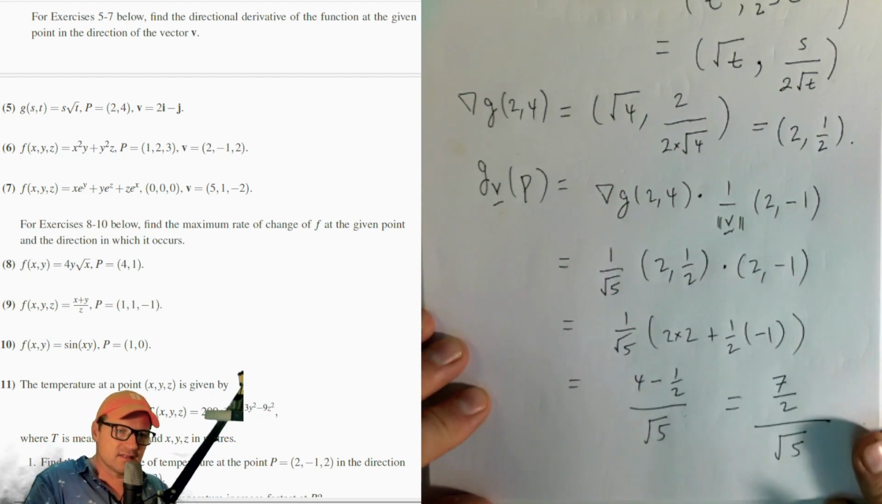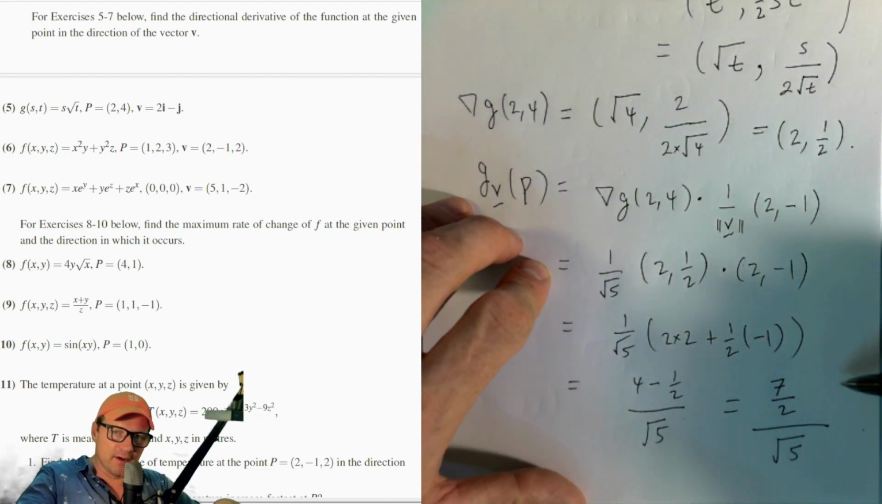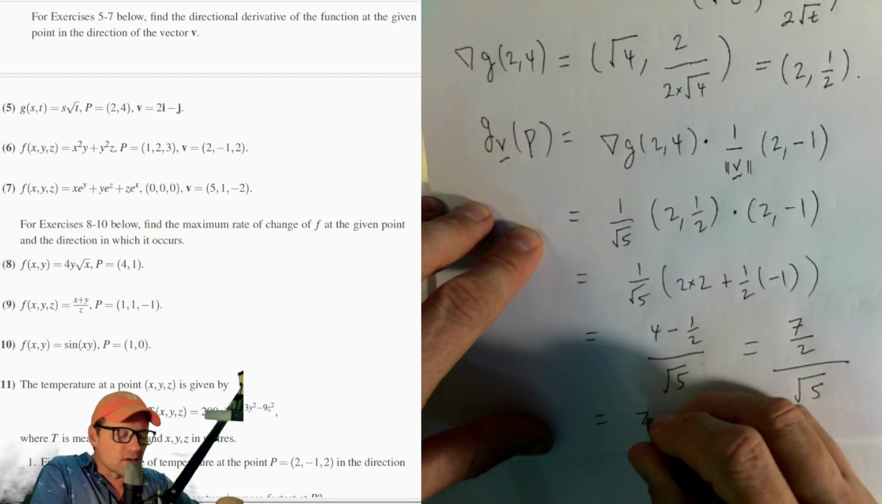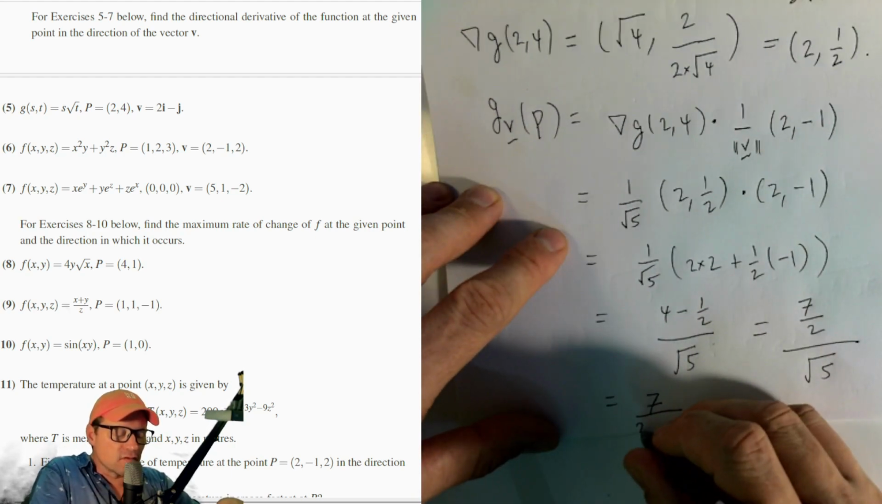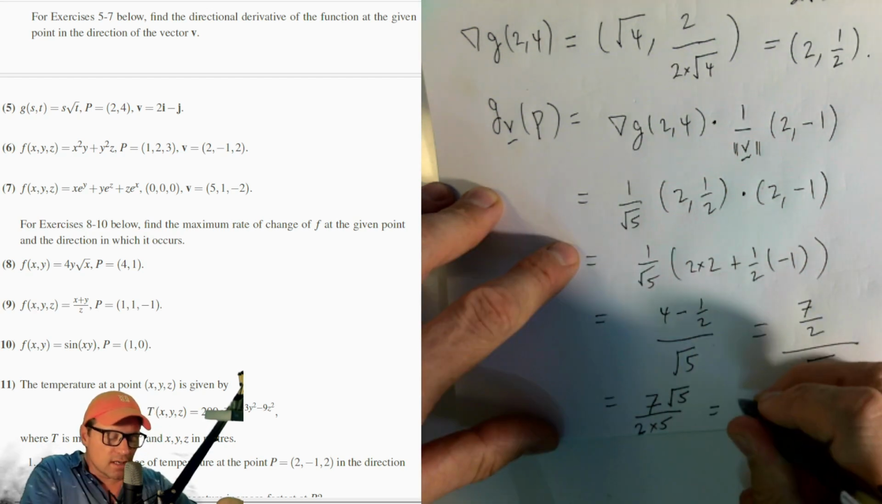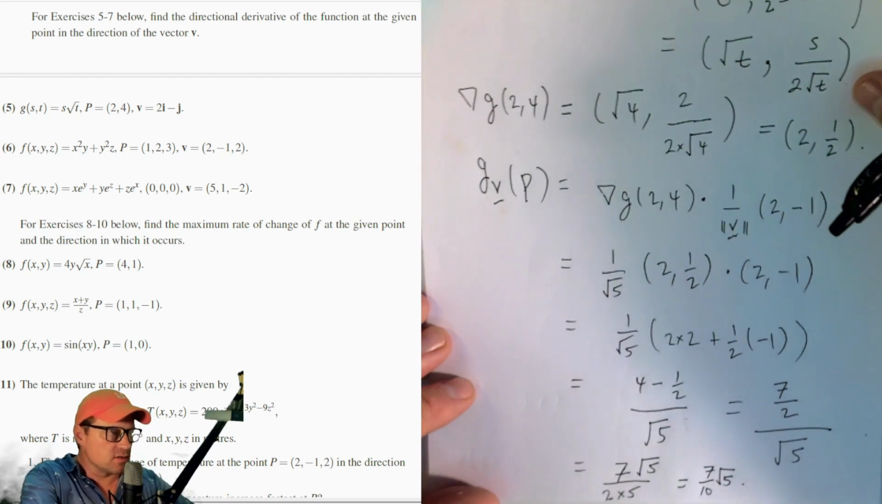Okay, so we can tidy this up quite a bit by multiplying numerator and denominator by root 5. And so we get root 5 over 5 for that. So we can call this 7 over 2 by 5 times root 5. And so that's 7/10 of root 5. Okay, moving on to question 6.